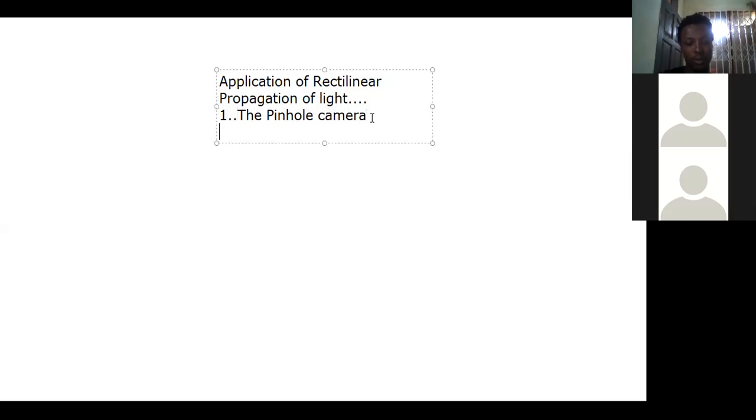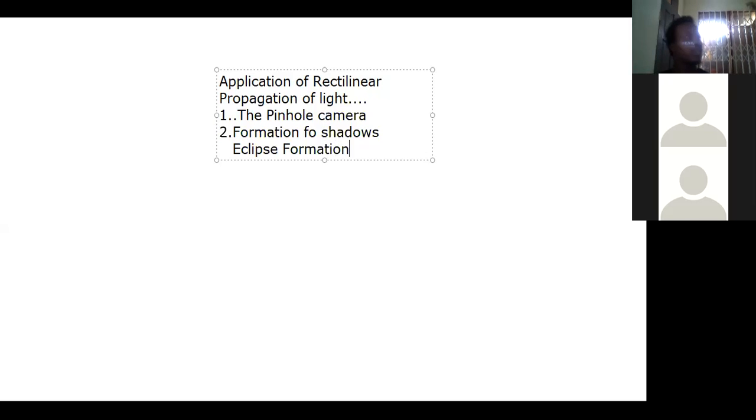Now, we can talk about formation of shadows, and another formation of shadows. We can talk about eclipse formation.